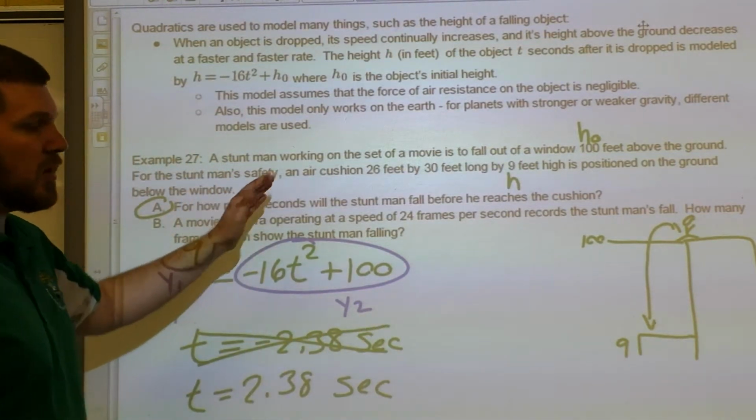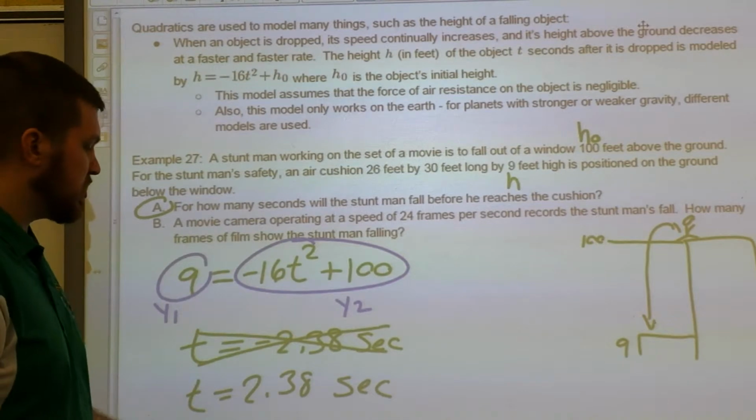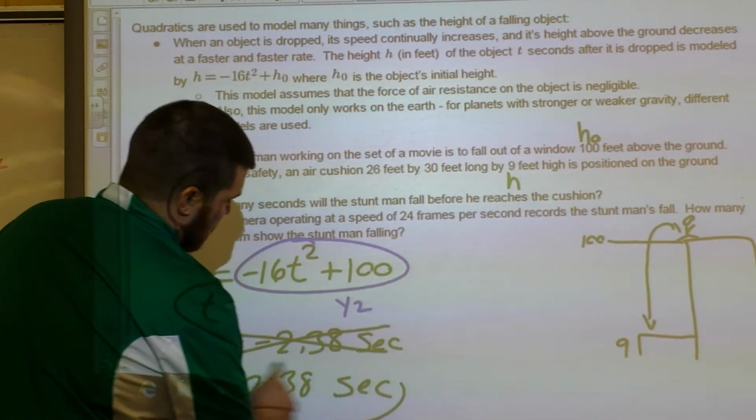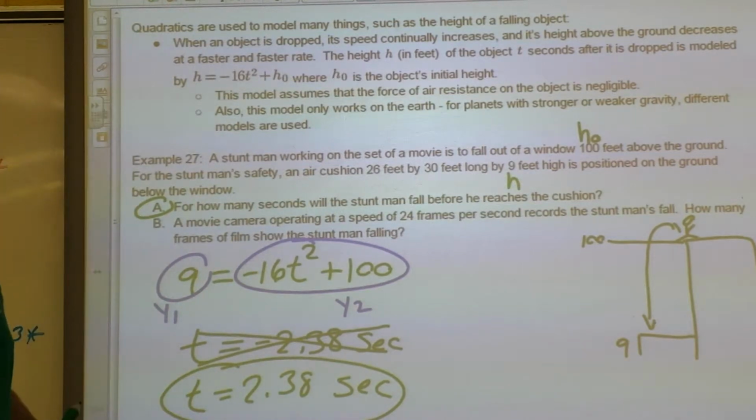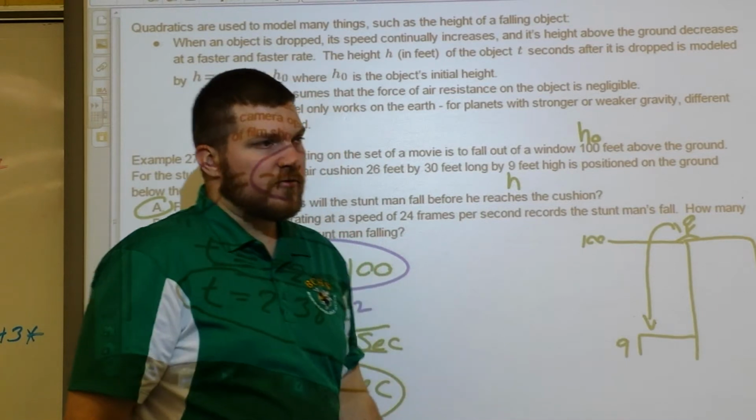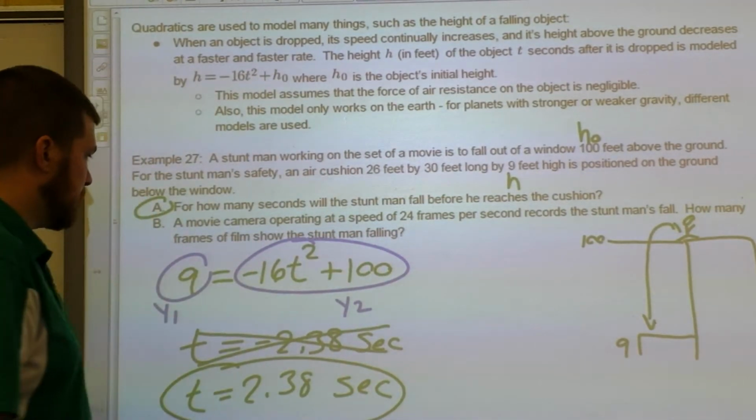So based on this process, we're talking about a real-world situation. Time is always positive. Okay, so this is our only answer. So it's going to take him about 2.38 seconds to jump from the top of the building all the way down before he makes first contact with that air cushion.